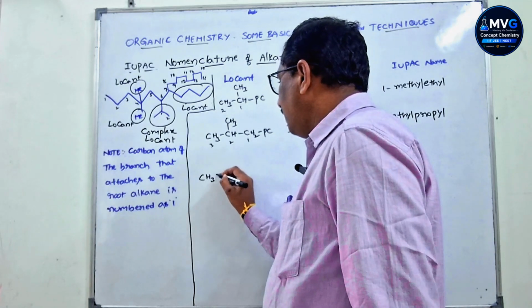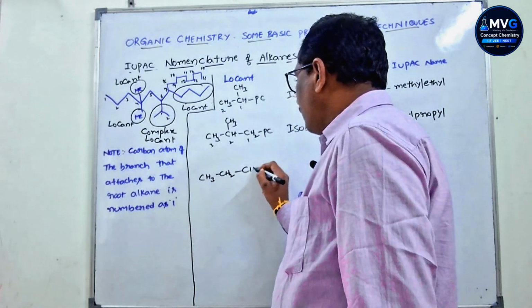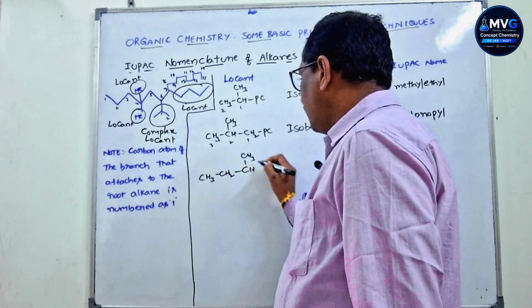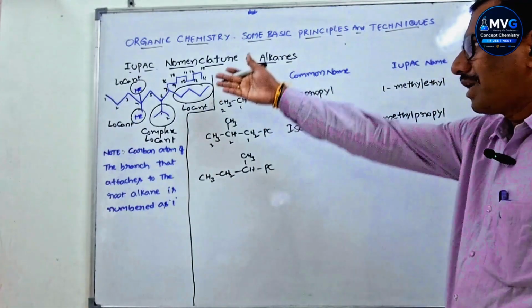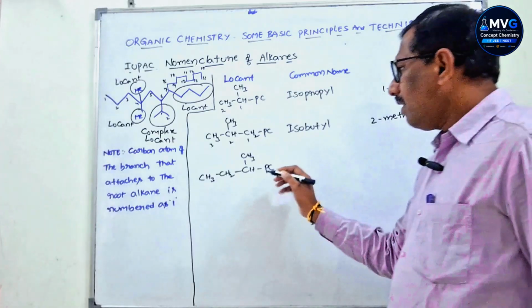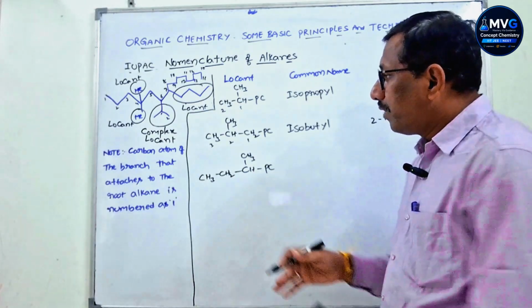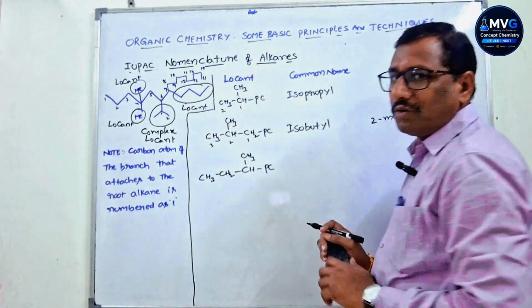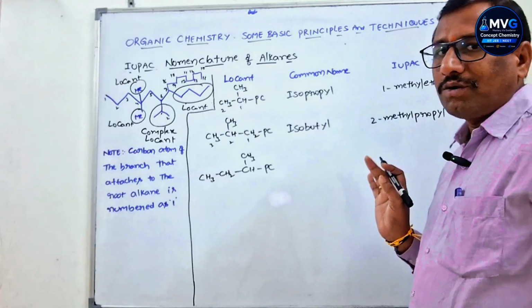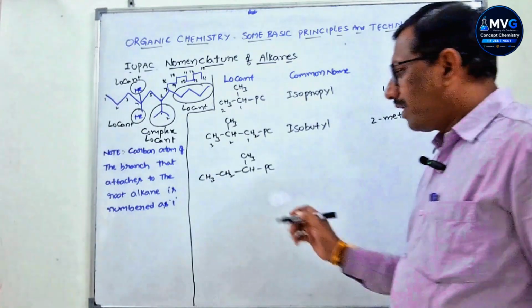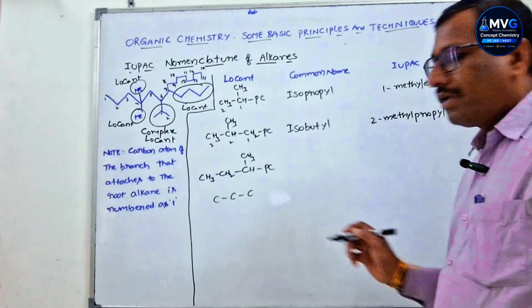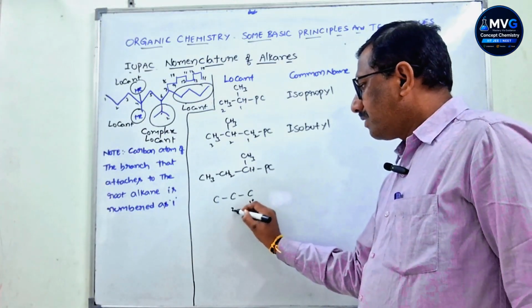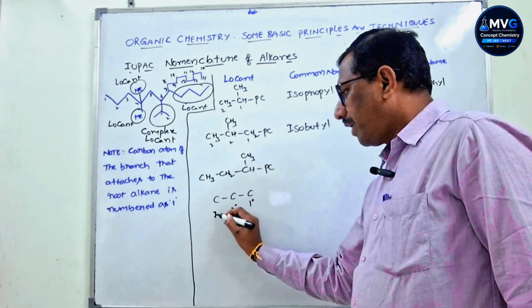Here CH3, CH2, CH, CH3, PC is there, students. PC means principal carbon chain, given. Now, students, here terminal position two methyl groups are there, iso. If not there, then that is not an iso. Then what will we call it? Students, in earlier classes you learned that C is a single bond C. Now here it is the primary, this is the secondary, this is the primary, no?